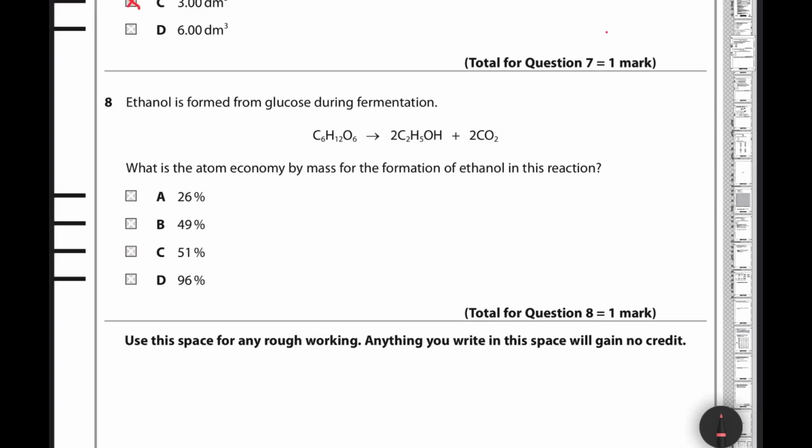Question number 8 is asking about atom economy of ethanol. So you find the Mr of ethanol. So Mr of ethanol, if you see, 2 times carbon plus hydrogen 6 plus oxygen 16, you get total 46, right?